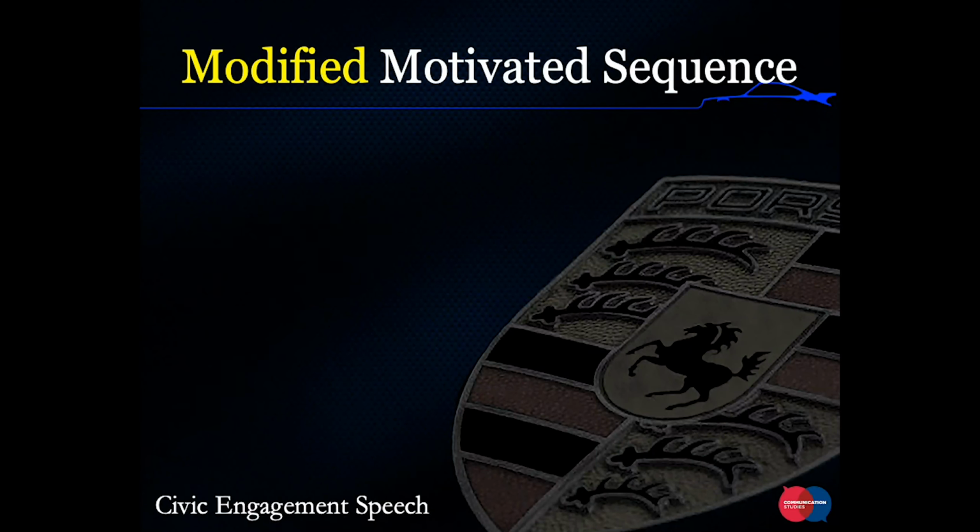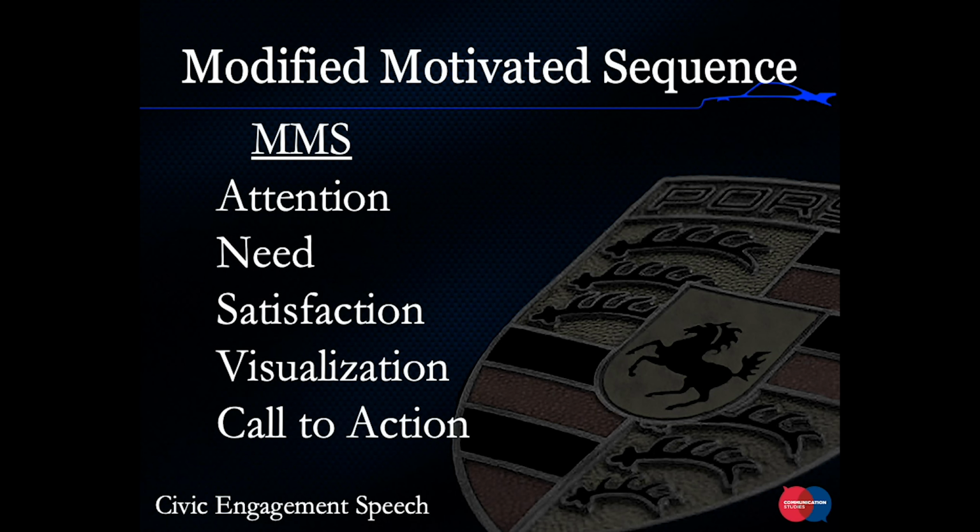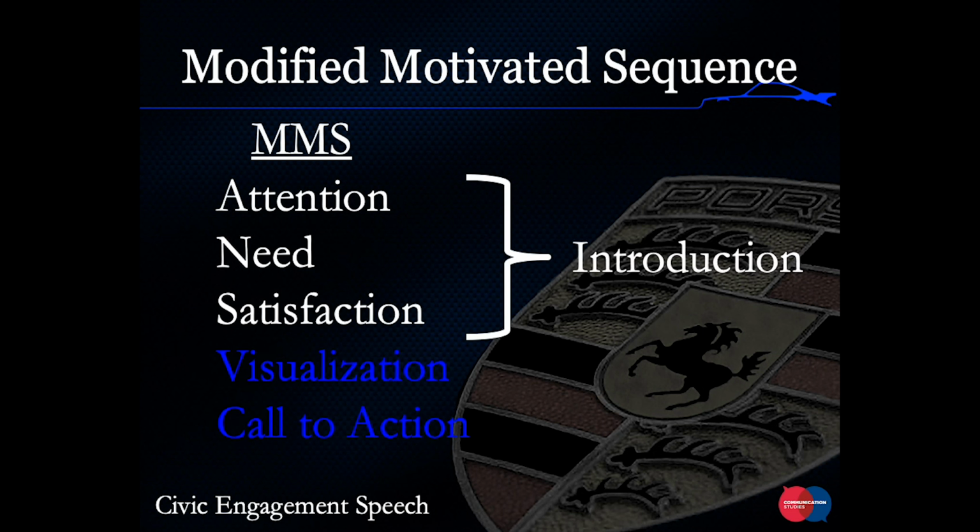So we're going to be doing a modified motivated sequence to avoid some confusion. In modified motivated sequence, you still have the 5 steps. But the key difference here is that the attention, the need, and the satisfaction all occur in the introduction. You're going to do these right up front. Grab our need, tell us what the problem is, tell us what we're going to do to fix it, and then move on. And we'll come back to this.